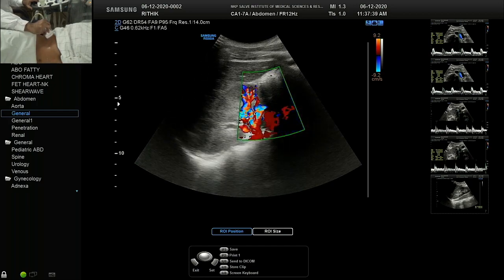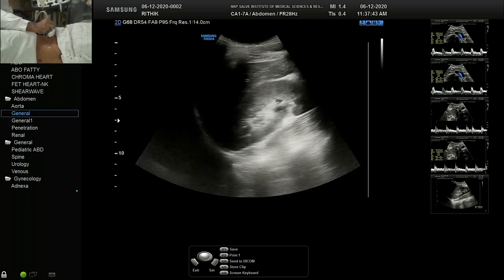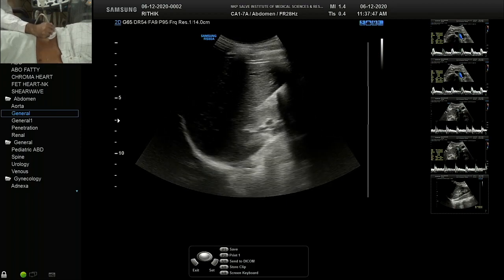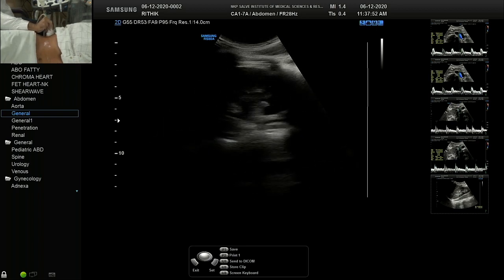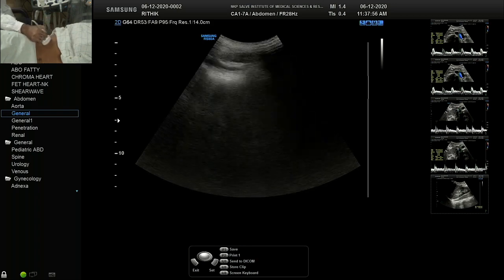So ask him to keep his hand above his head so that the intercostal areas open up. We see that the kidney was normal. It is better seen posteriorly. He is a thin built person.